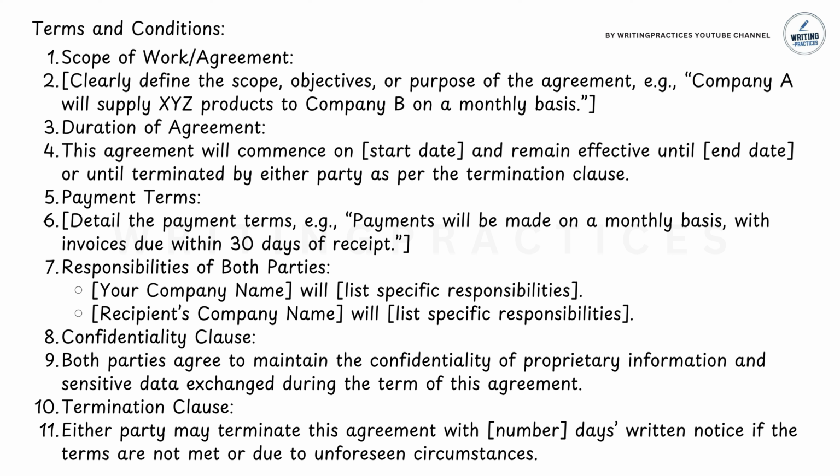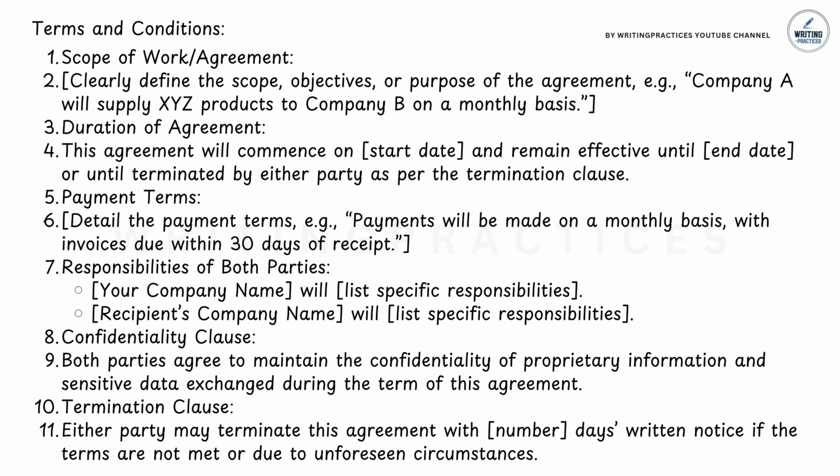D. Responsibilities of both parties. Outline the specific duties each party is expected to fulfill. This clarity promotes accountability. For instance, Company A will ensure timely delivery of products. Company B will provide necessary specifications by the 5th of each month. Clearly defining responsibilities helps in the smooth execution of the agreement.